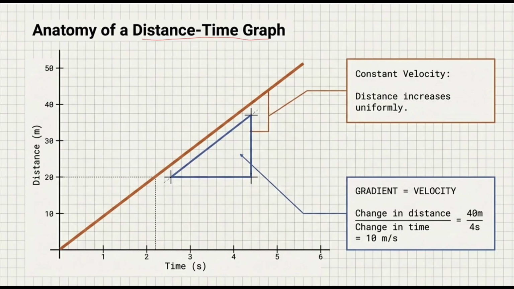For example, you can see that the object covers 40 meters in 4 seconds. So the velocity will be 40 divided by 4, which is 10 meters per second. Notice that the line is straight, meaning the velocity remains constant throughout the motion. Unlike the velocity time graph, the area under a distance time graph does not have useful physical meaning. So both graphs are different. Got it?